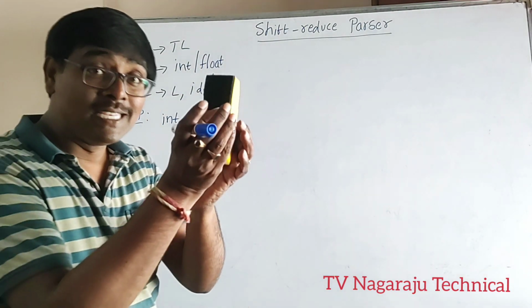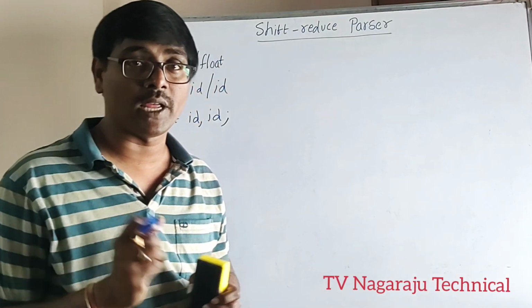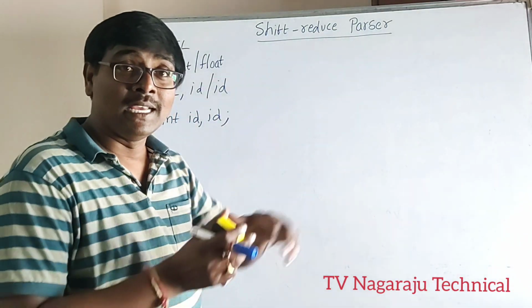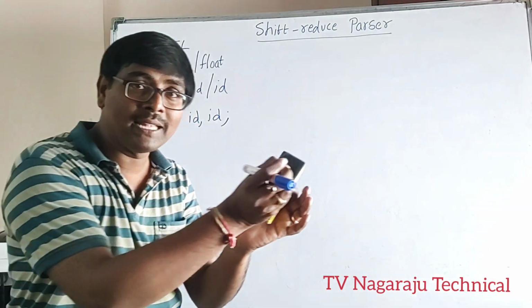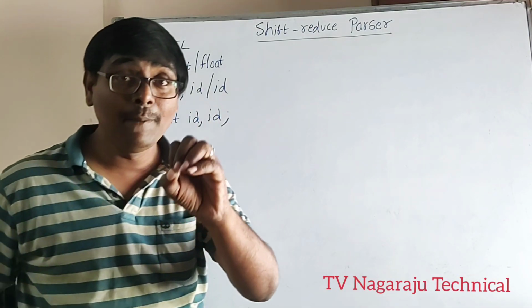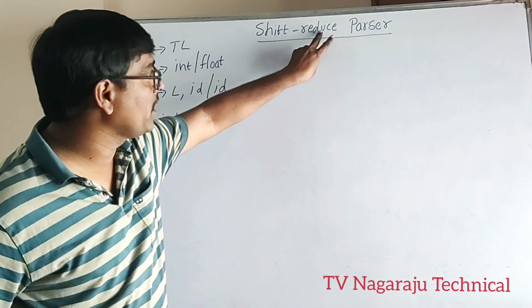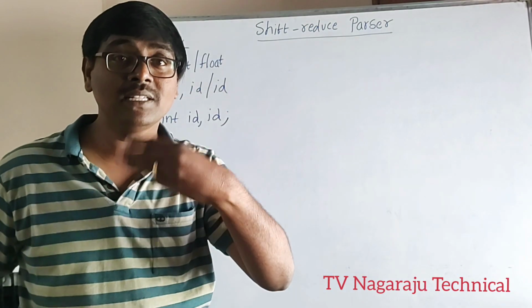Shift means push the input symbol to the top of the stack. Reduce means if the top of the stack matches with the right side of the production, then it is replaced with the left side non-terminal. So those are shift and reduce. And the third operation is accept.